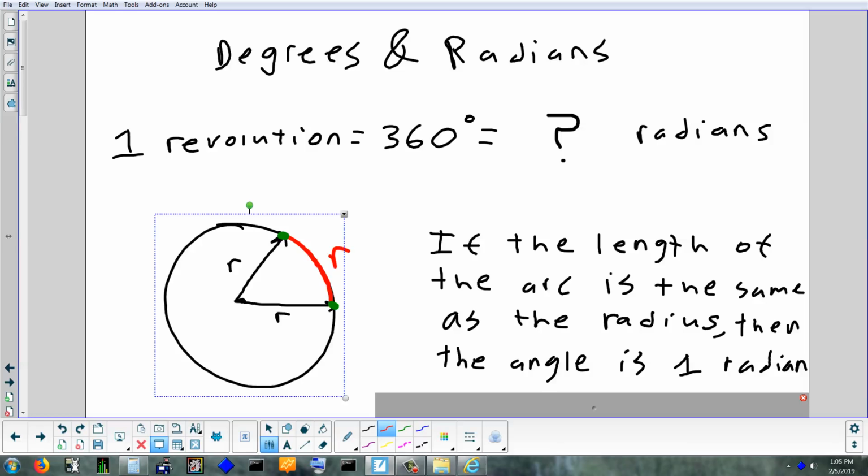But we've got to do better than having a picture that's about the size. We actually have to get a number. Okay, we've got to work on that. Now, if your picture had an arc that was bigger than the radius, then your angle would be bigger than 1 radian. If your picture looked like that and it had a really small arc, then your angle would be smaller than 1 radian. And when the arc is exactly the same as the radius, it's exactly 1 radian.